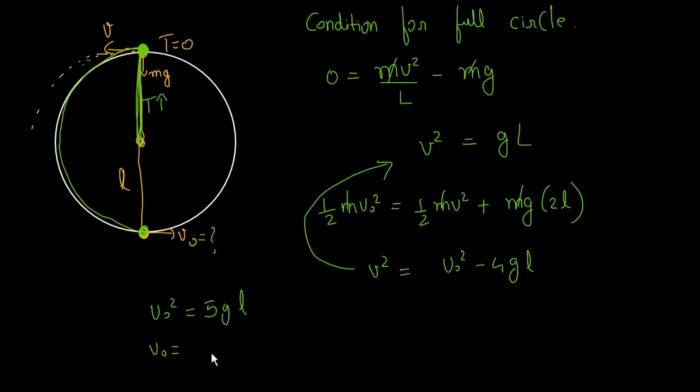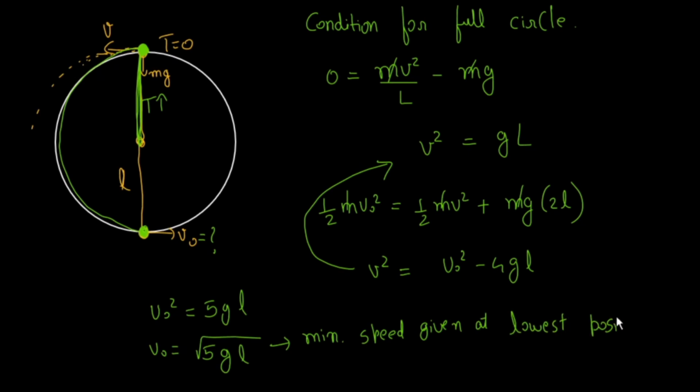So my v naught must be equal to under root of 5gL. So this is the minimum speed given at the lowest position for complete circle.